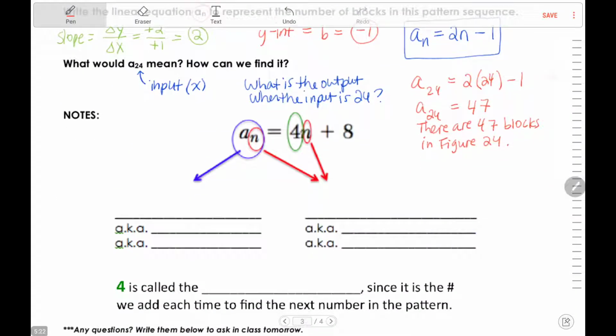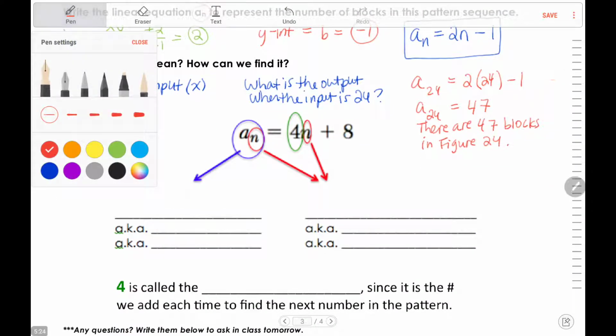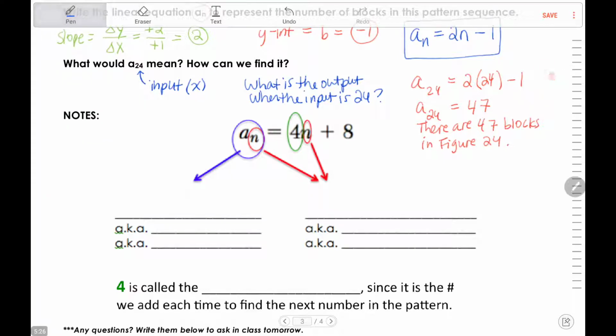So the last piece is the notes. So we've already started talking about each of these pieces. Let's make sure we understand. So a base n is just another way to write y. Okay? And n, that small n, is another way to write the x value, or the input. Okay? Whereas our y means the output. Okay? And there's really nothing beyond this point.